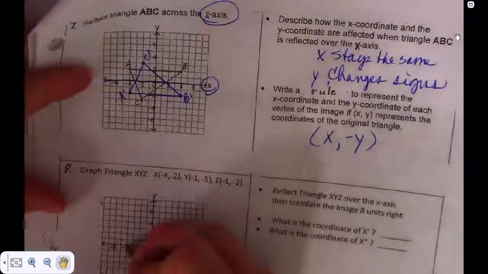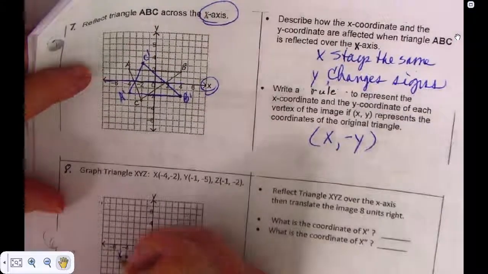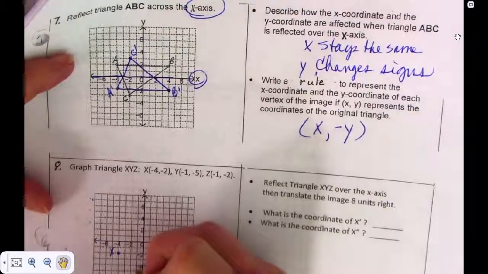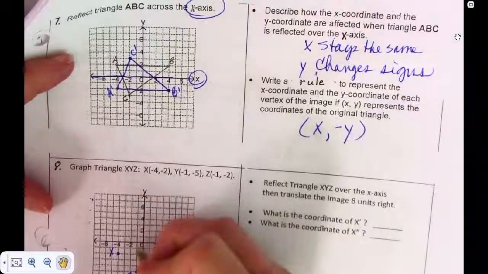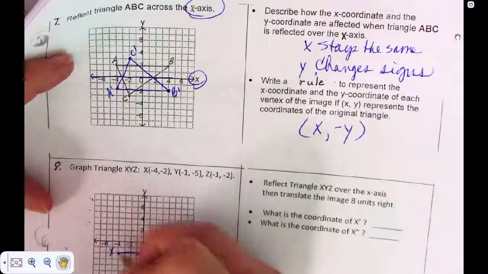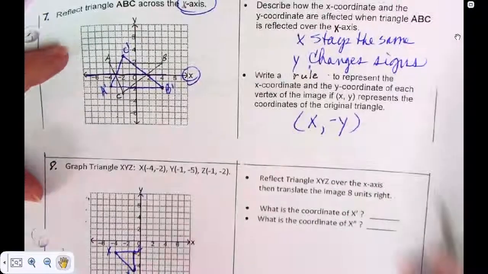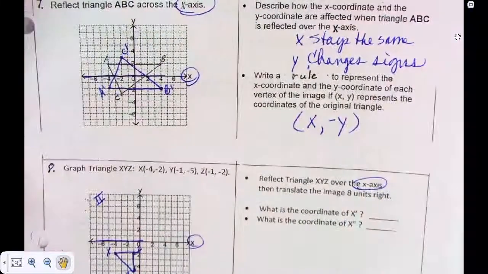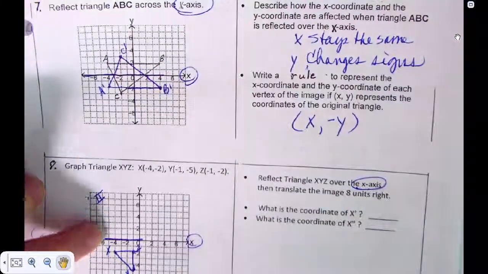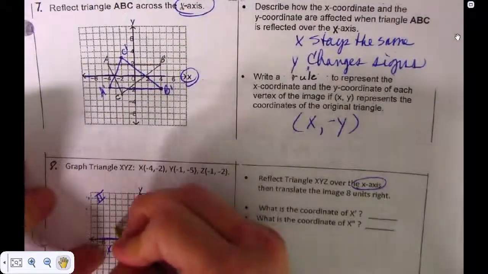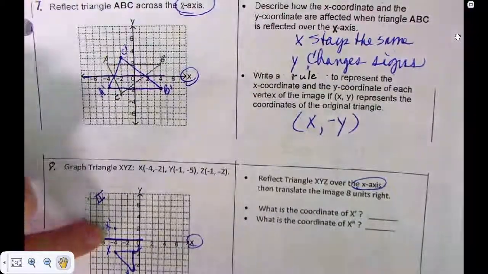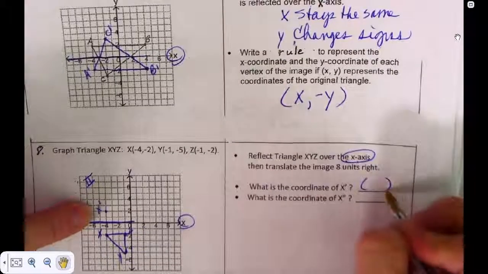Okay, on the next one, -4, -2 is X. -1, -5 is Y, and -1, -2 is Z. Okay? We're reflecting over the x-axis first. So you should end up with it in quadrant 2. I'm just going to do X because of time. So X prime is going to end up right there. Where is X prime? What is that coordinate?